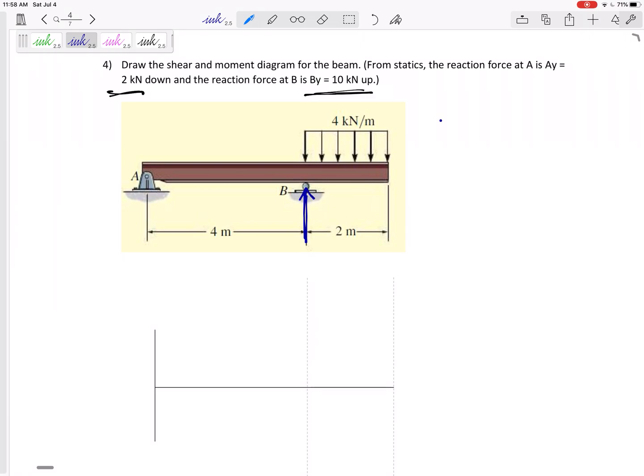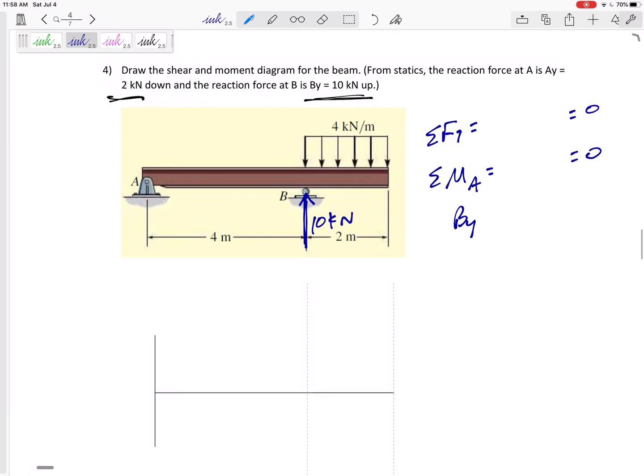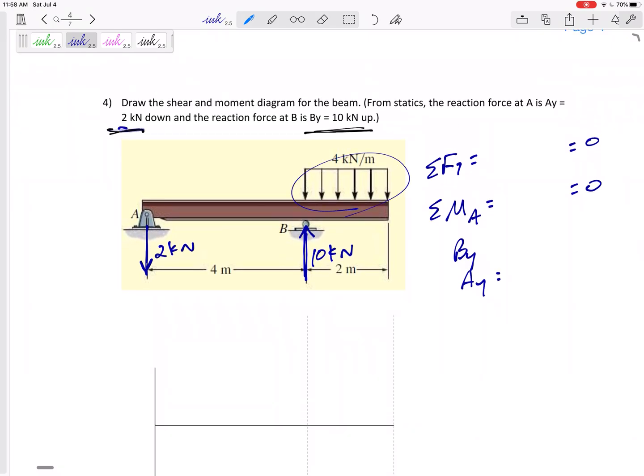If you sum the forces in Y of the whole free body diagram and sum the moments about A of the whole free body diagram, you would get that By is 10 kilonewtons up, and that Ay is 2 kilonewtons down. But I'm going to give that to you in the problem statement, so you don't have to do it.